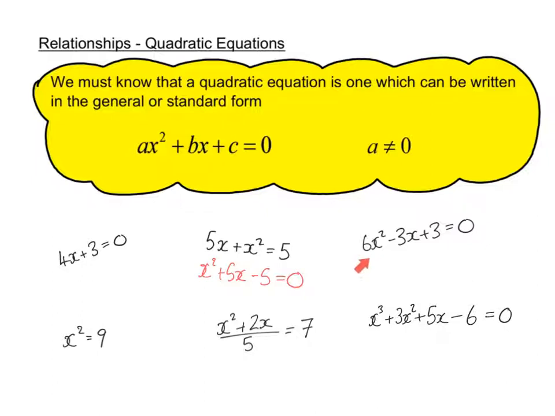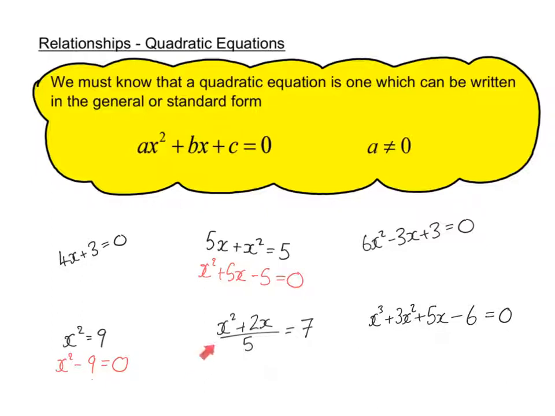This one here is obviously a quadratic equation, and it's already in our general standard form. x squared minus 3x plus 3. So our x squared term, our x term, our constant term, and set equal to 0. Let's take a look at x squared equals 9 next and start to try and rearrange it. So x squared minus 9 equals 0. This is a quadratic equation in general or standard form. We have our x squared term. We don't have an x term here, but that doesn't matter. And we have our constant term, and it's set equal to 0, so that's fine.